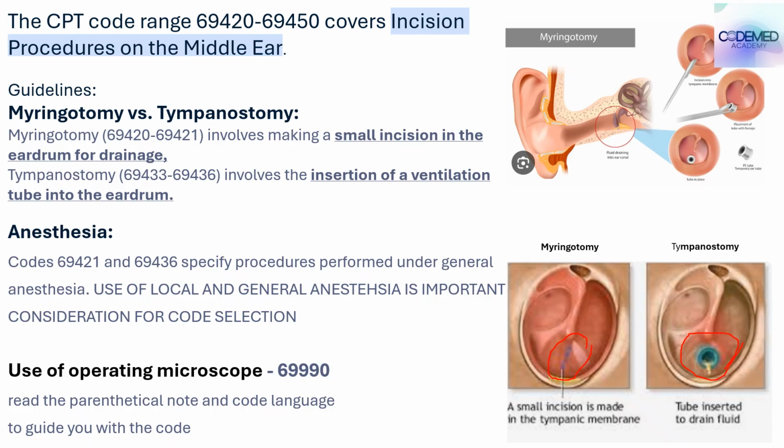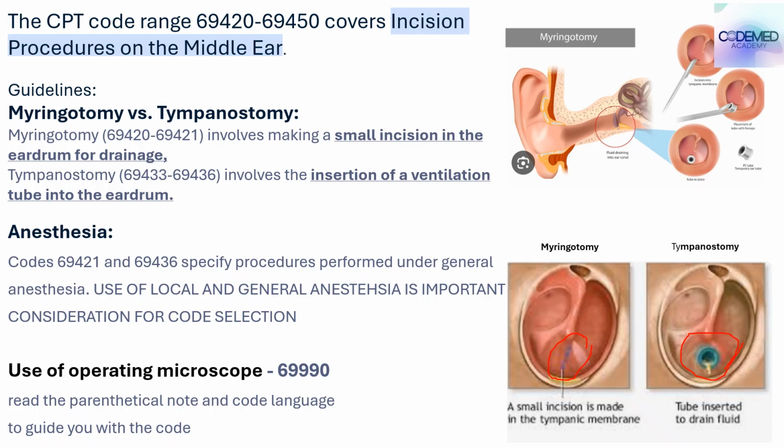This is usually given for the chronic otitis media. Then the anesthesia is also one of the important considerations, because some of these procedures are carried out under general anesthesia, and some are given under local anesthesia. So the use of local and general anesthesia is an important consideration for code selection, because we have a separate code for that. And many times we use the operating microscope.